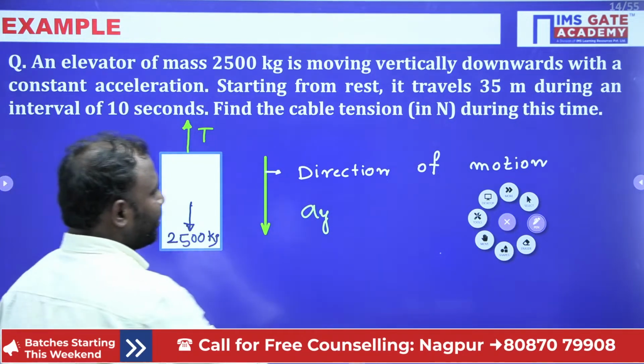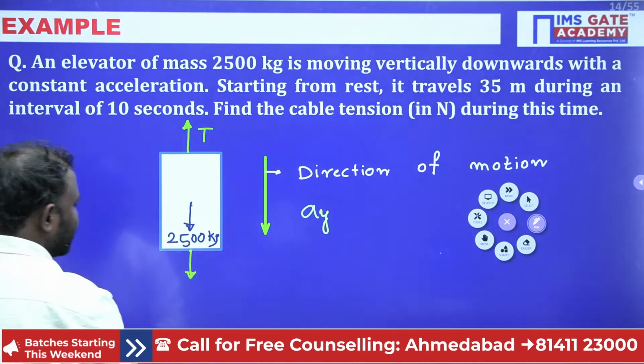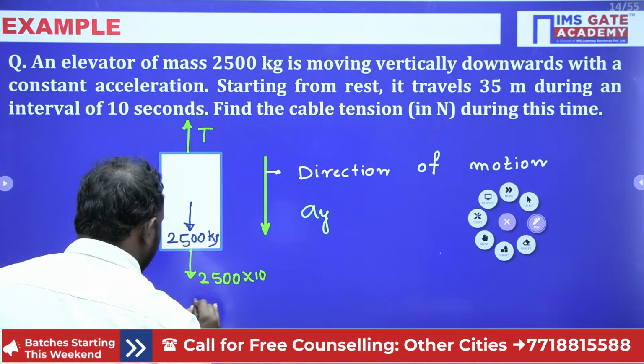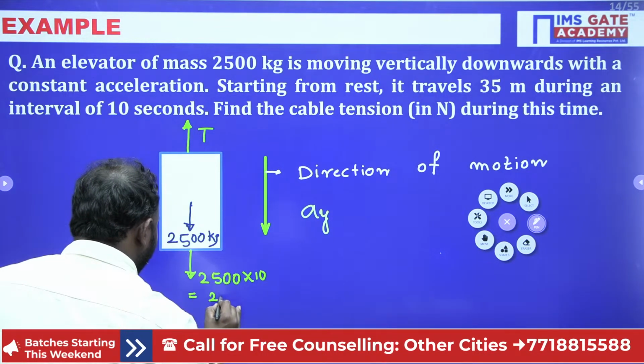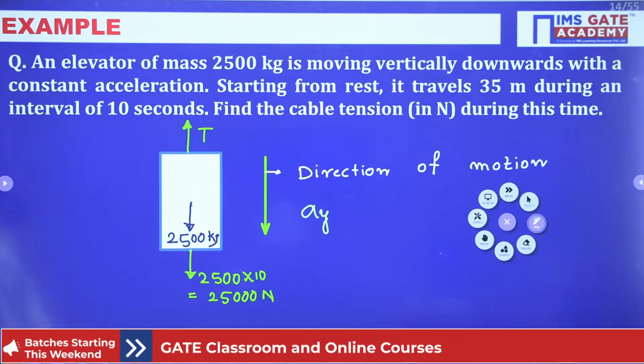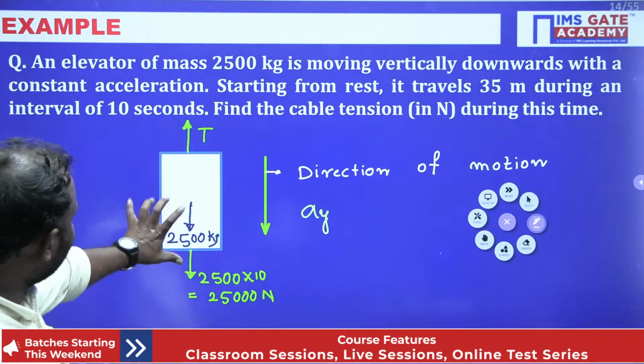Now I would like to highlight one more thing: what is the force acting downward? 2500 into 10, that is 25,000 newtons. 25,000 newtons. I hope everybody understands.